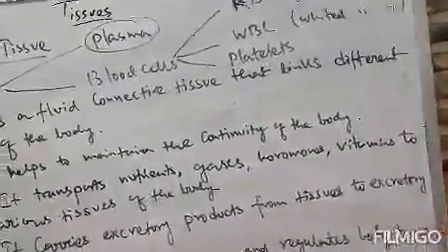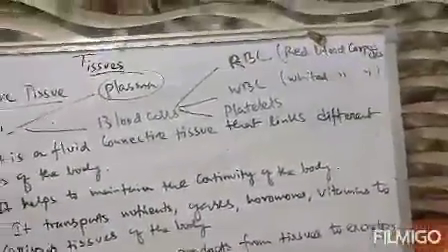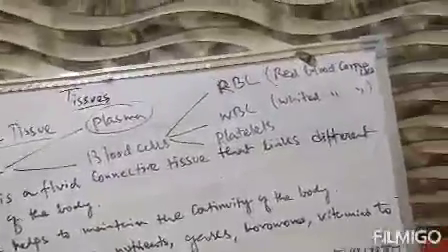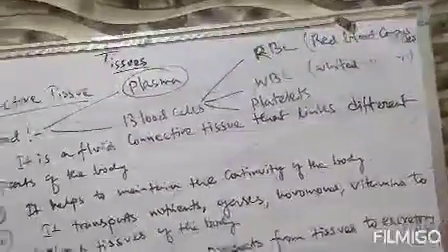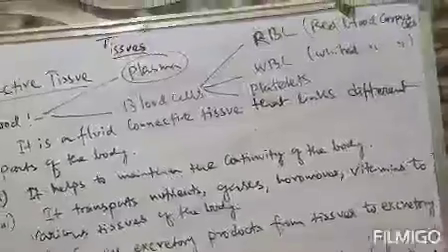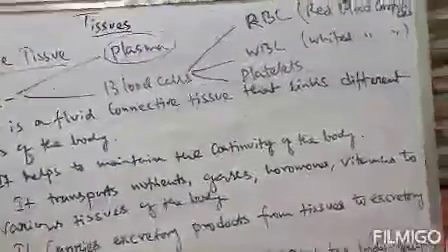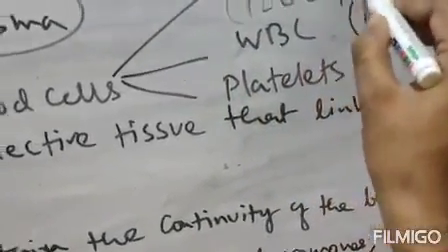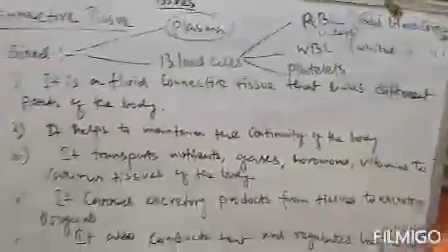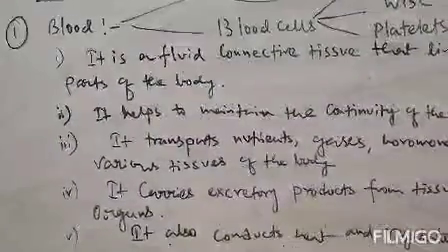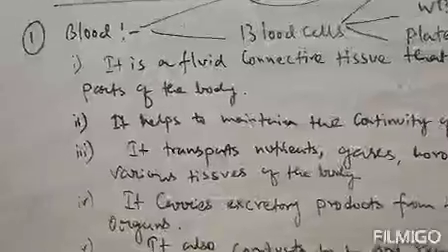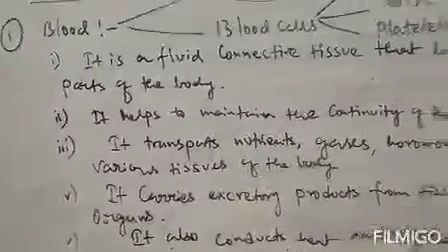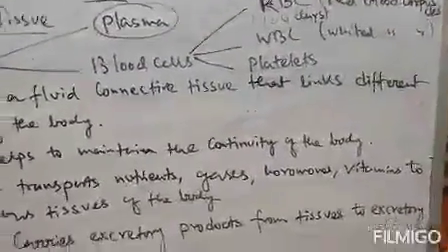Now RBC, red blood corpuscle, is a cell. Clear? So all cells have a definite lifespan. In case of RBC, the lifespan is 120 days. The question can come: write the lifespan of RBC. So the lifespan of RBC is 120 days. So its function is to transport respiratory gases, oxygen and carbon dioxide, with the help of hemoglobin to various body parts, and its lifespan is 120 days.